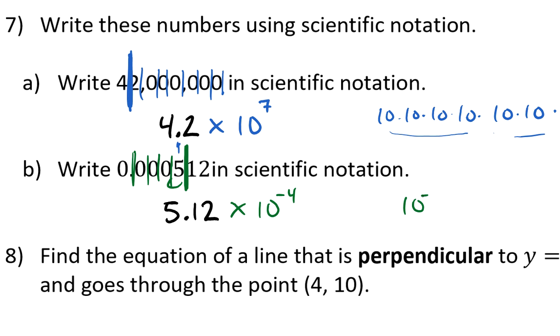Remember, 10 to the negative first power is the same thing as 1 over 10. That's why it's dividing by 10, right? Negative exponents have nothing to do with a negative number. Instead of multiplying by that factor, I'm dividing by it. So that's the answer for A and B for part 7.